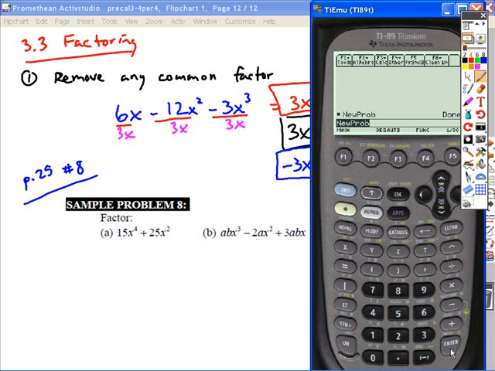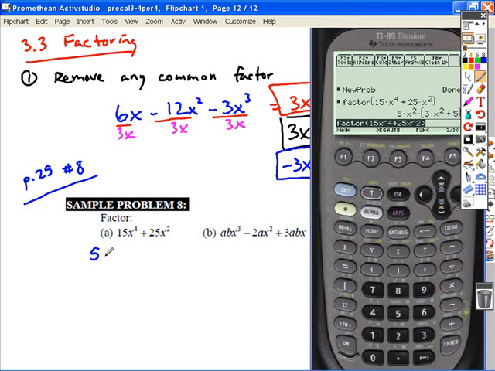Your calculator has a built-in factoring function. That's located under this Algebra tab, F2, and it's the second one, factor. If you just enter that function and then type the expression like you have it, it will provide you with the factors. So if I type in factor 15x to the fourth plus 25x squared, just close it off and hit enter, it will give me my factors. So 5x squared times 3x squared plus 5.